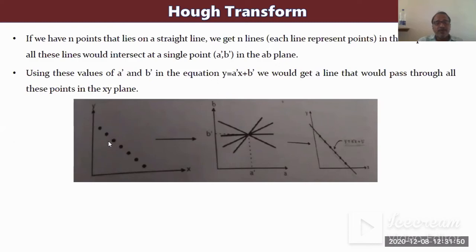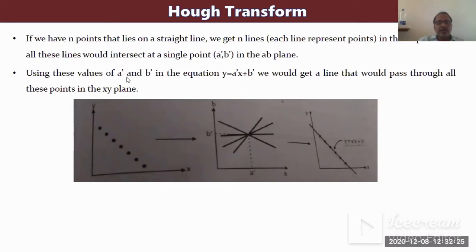See, this is the xy plane, and there are different points in the xy plane. When we have to convert this into the AB plane, it has different lines which pass through the center point A dash B dash. Each point is represented in line form in the AB plane. So if we have n points that lie on the straight line, we get n lines in the AB plane, and all these lines will intersect at the single point A dash B dash in the AB plane.